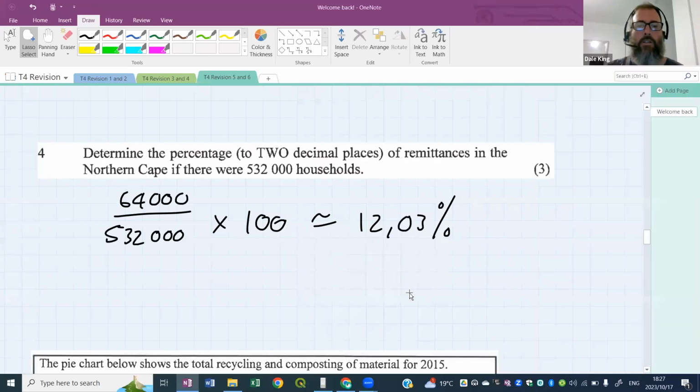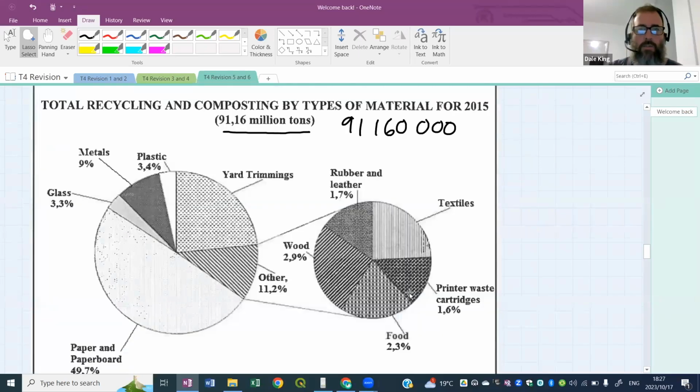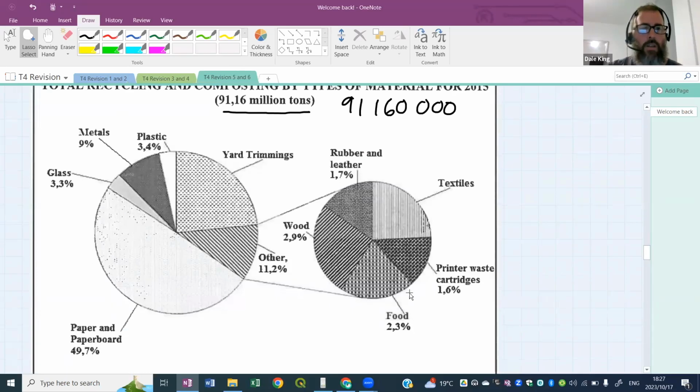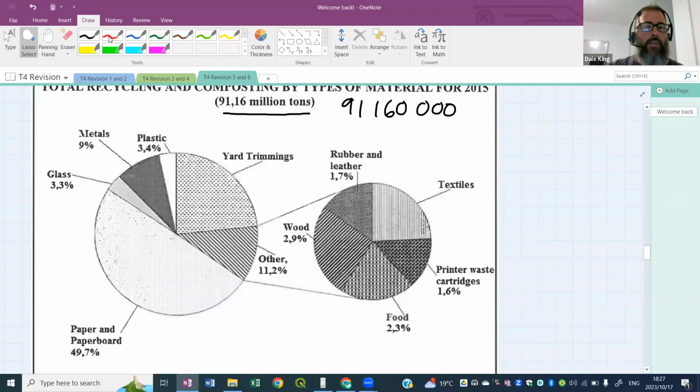All right, let's go back down to this question. So this is total recycling and composting by types of material. So these are all different types of material that get composted and recycled. Now, what's interesting to see is that there are 2 pie charts, but this is all for one value. So the value they give us here, 91,16 million, is represented in both of these pies.